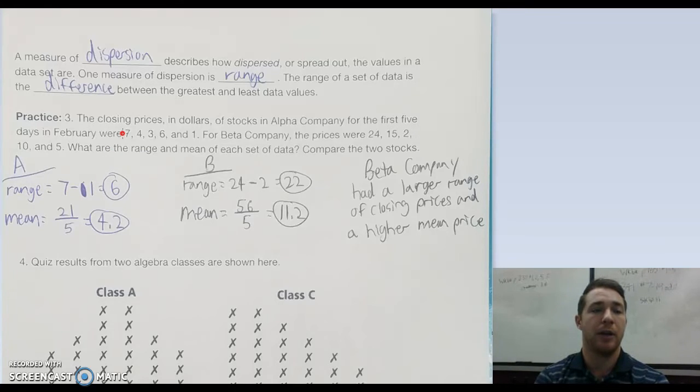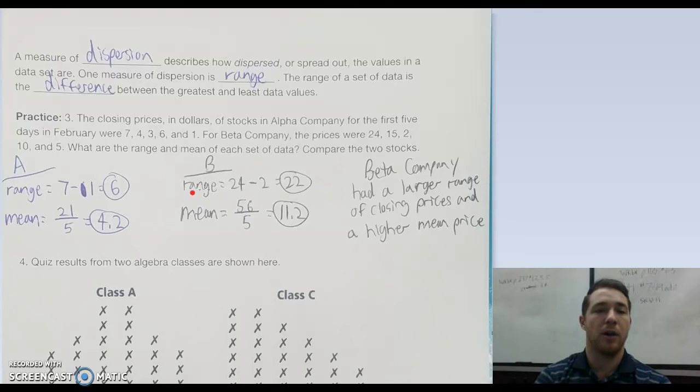So for Alpha Company, highest value is 7, the lowest value is 1. Find the difference, and I just get a range of 6. To find the mean, it's the same process as before. So if I add all of those prices together, I get 21. If I divide by 5 total prices, that was an average of 4.2.